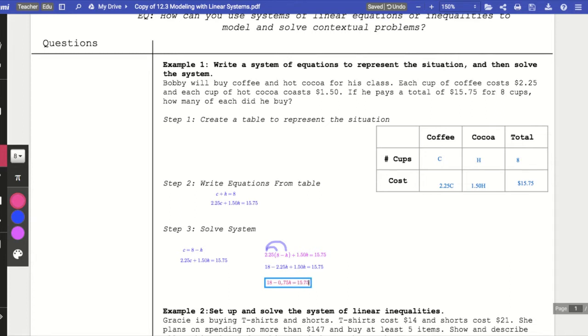I'm going to have to subtract 18 from both sides, and I'm not going to write that out, but you should understand that if I'm subtracting 18 from both sides, then I'm going to get 15.75 minus 18, which is negative 2.25.